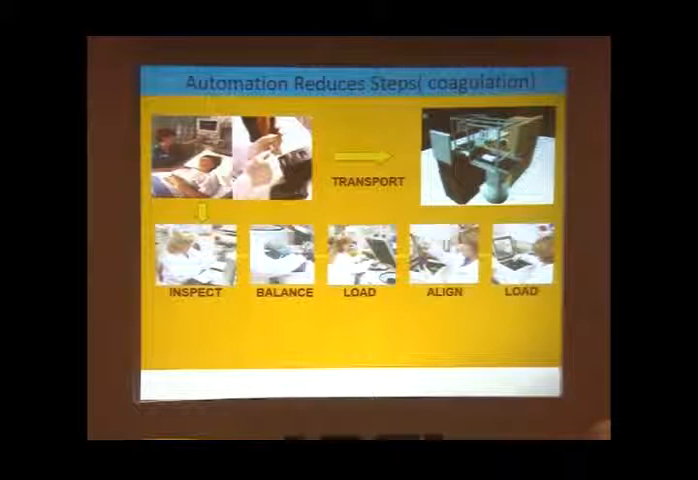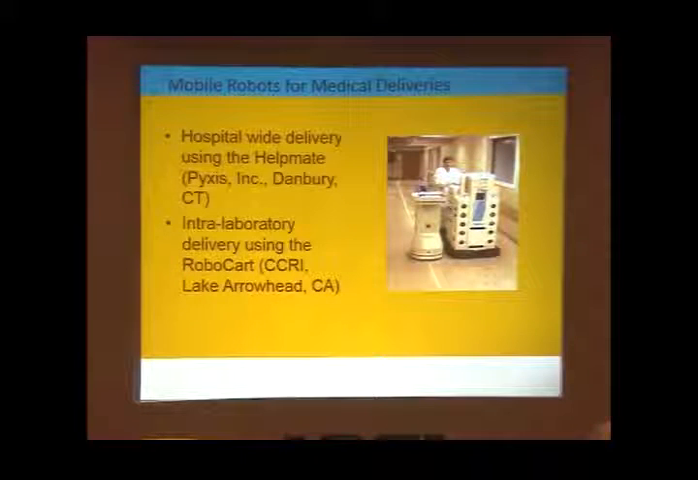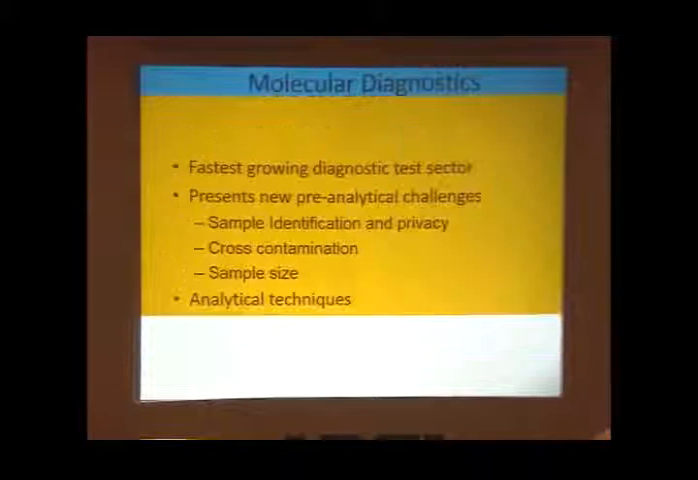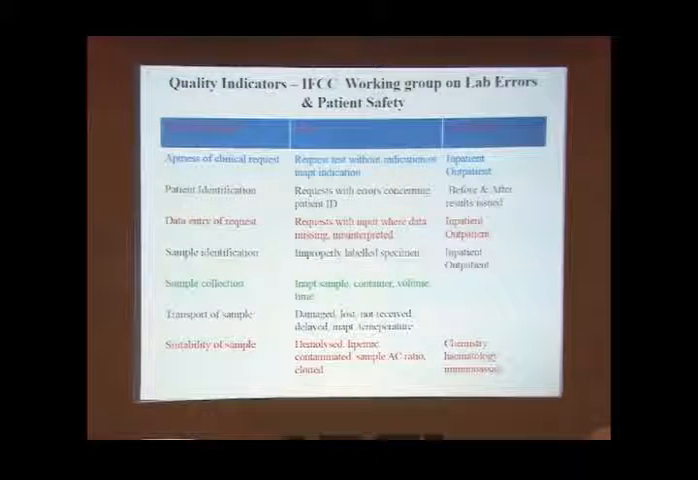And the same way, even in coagulation, you can automate and reduce your turnaround time. And you can see if you do it manually, it takes so much time, whereas automated, it avoids a lot of steps. And then there are also robots which can transport the samples, but this may not be suitable for India because most of our corridors are crowded. And then for molecular diagnostics, to prepare the DNA and RNA samples, you have pre-analytical systems which will cleanly prepare your DNA and RNA and give it to you.